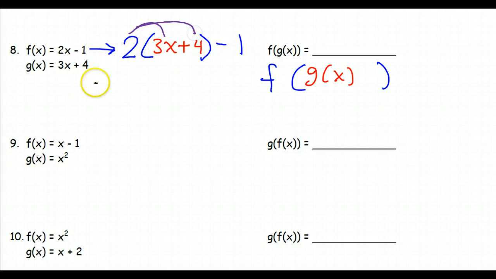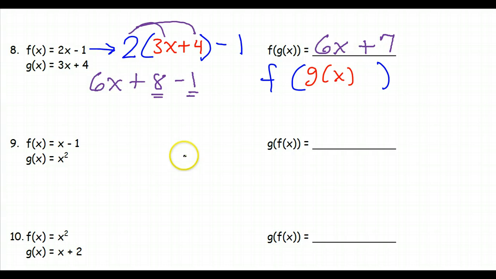Distributive property, again, so this is going to be 6x plus 8. And then that minus 1 is still there, don't forget about that. Then we have these like terms, so the final answer should be 6x plus 7. Okay, let's look at example 9.